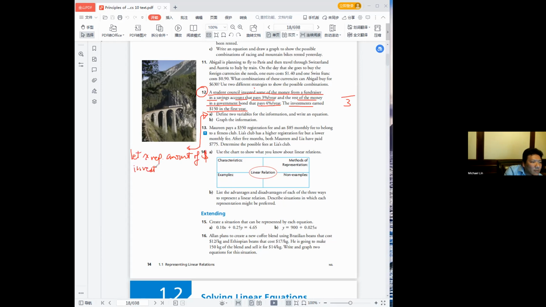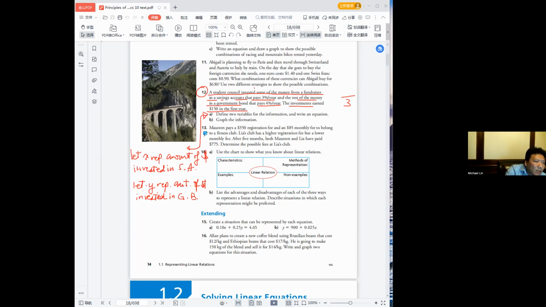Okay, so the first thing we want to write is: let x represent the amount of money invested in the savings account. And then similarly, we can let y represent the amount of money invested in the government bonds. Okay, so now we have defined our variables, now we can write the equation.